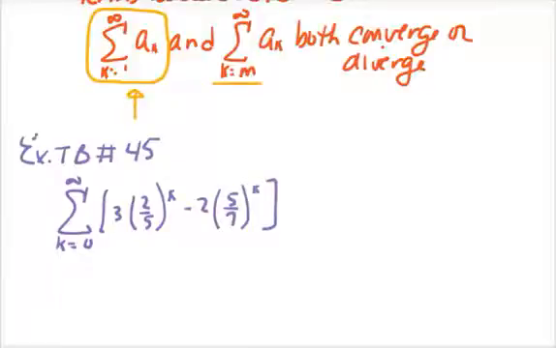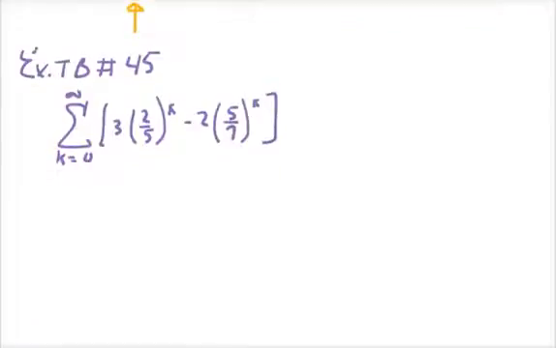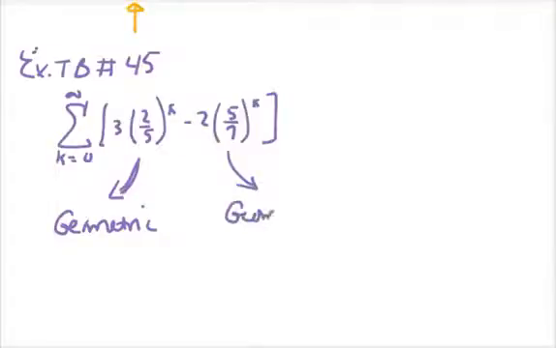Okay, here's the example that I want to use to demonstrate the properties of convergent series. You've got an infinite series of a difference. And if you notice, this series and this series, they're both geometrics. Hopefully by now, after some practice with the geometric series, you can identify them pretty quickly.